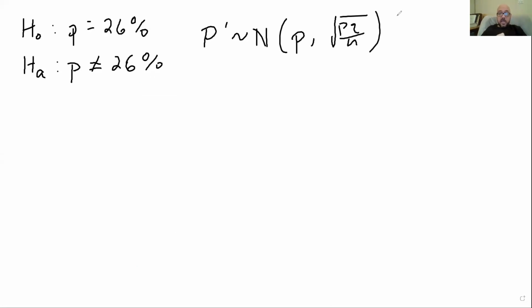The P that we've got here is 26%, because remember, we are assuming that our null hypothesis is true. Whenever you're doing a hypothesis test, the first thing you assume is that the null hypothesis is true. Then we determine whether we agree with that or not later on. But our assumption is that P is 0.26. So that means I've got to calculate the square root of PQ over N. Let's go ahead and do that.